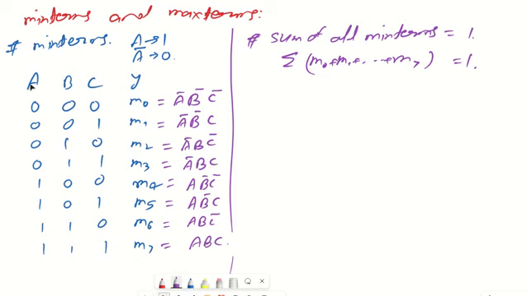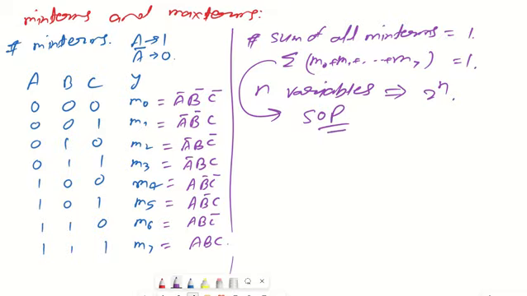It doesn't mean that I always have to take 3 variables. If it is 2 variables, you will have M0 up to M3 only, right? If you have 4 variables, it will have more terms. So it all depends on how many terms there will be for n variables. So the total number of terms will be 2 to the power n. And this is nothing but my sum of products expression. Basically these are the products and we find the sum of them.